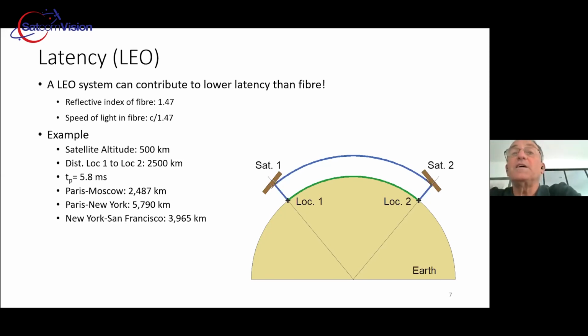Now, if we take a link Paris to Moscow, that is almost 2,500 kilometers, so the advantage would be negligible. But if we have greater distances, like Paris to New York, or New York to San Francisco, then satellites will offer a better propagation delay performance.